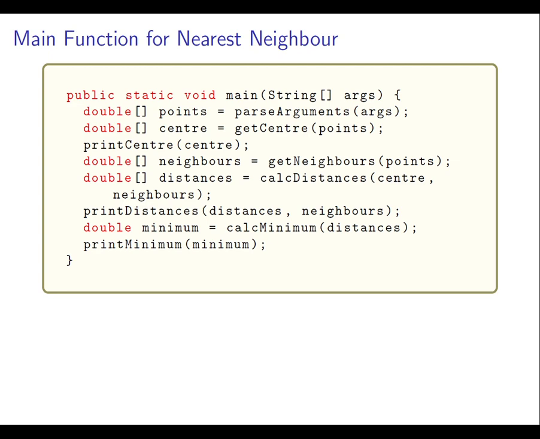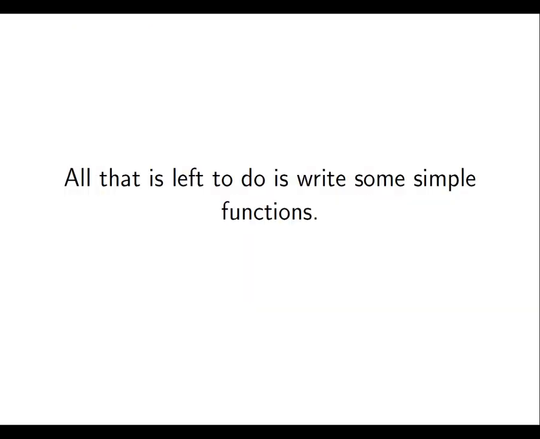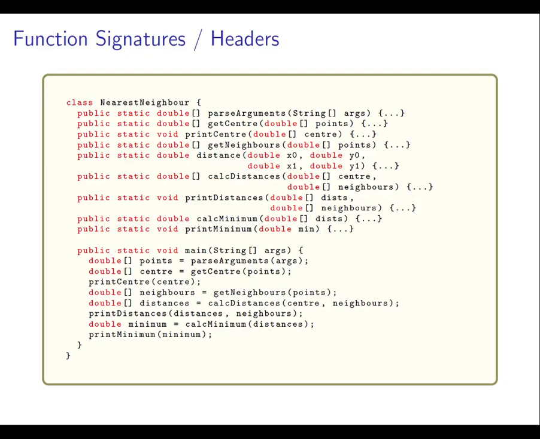So, this is a representation of the high-level process that we just designed. Okay, so we're saying what's our main function going to do? It's going to parse the arguments, getting some points, it's going to get the centre from the points, it's going to print the centre, and so on and so on. Do you see? All we've done is we've taken those steps that we expressed in English and we've expressed them in Java. Okay, so we've added some types and we've stuck brackets in appropriately. Now there's only one tiny problem. None of these functions that we're calling actually exist yet. So the next thing we have to do is write them.